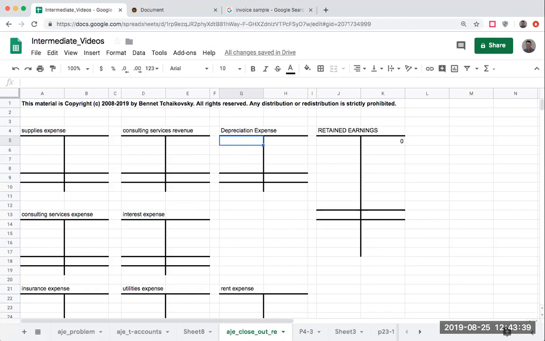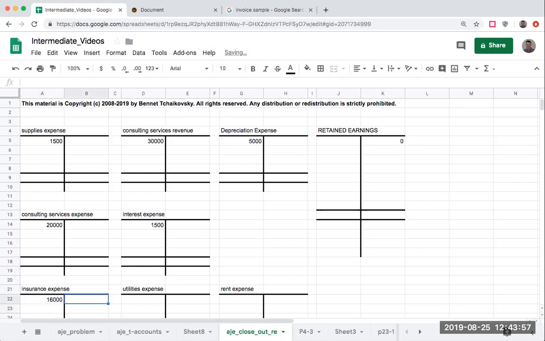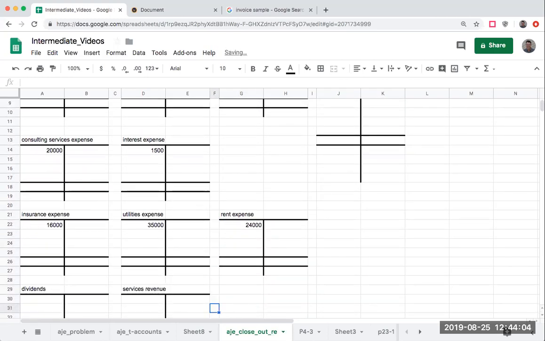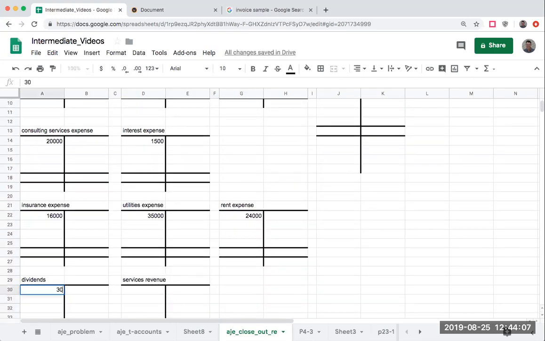My depreciation expense over here is going to be, let's go ahead and make this together right now, $5,000. My consulting services revenue, $30,000. Supplies expense, $1,500. My consulting services expense is $20,000. My interest expense is $1,500. My insurance expense is $16,000. My utilities expense was $35,000. My rent expense was $24,000. And then my dividends were $30,000. And then over here, my services revenue were $140,000.